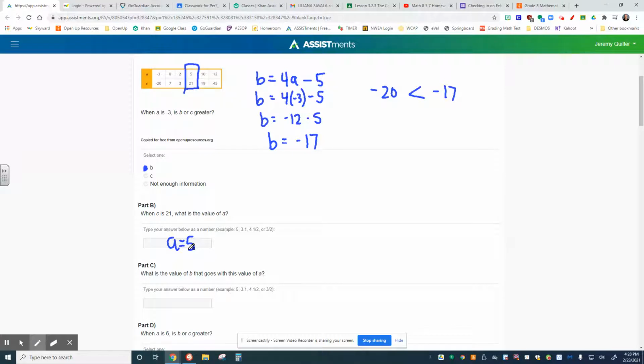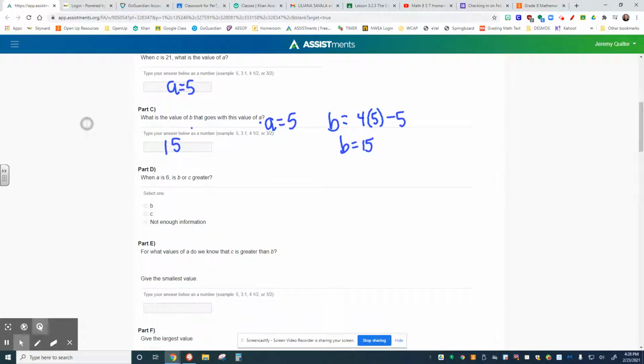Part C, it says, what is the value of b that goes into this value? Well, now that we're talking about the value of b that goes into the value, then I have to figure out a right here, so a is still equal to 5. To figure out b, I just need to simply use substitution. B would be equal to 4 times 5 minus 5. 4 times 5 is 20, and 20 minus 5 is 15. So the value of b that goes into it, b would be equal to 15.